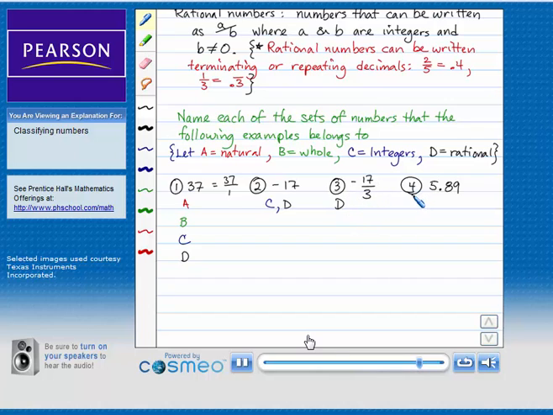Now, at first glance, number 4 may not look like it fits into any of those categories. Okay, but remember that rational numbers can be written as terminating or repeating decimals, and 5.89 certainly would be included as a terminating decimal. And remember that 5.89 can be written as 589 divided by 100. Okay, and that makes it a rational number, an integer divided by an integer. Okay, so choice D would be your only choice for number 4.